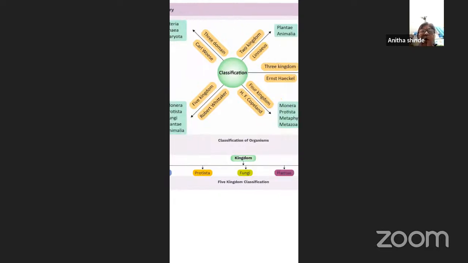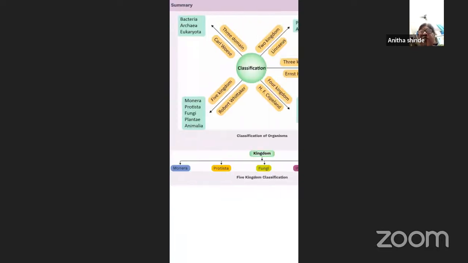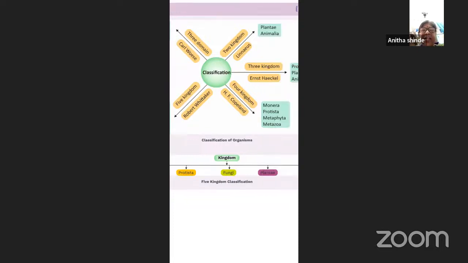Now, when you talk about the five kingdom classification, this is very, very important. I told you, most of the questions will be asked on the five kingdom classification only. So you have to concentrate on Whittaker's system of classification. It has been divided into five kingdoms: one is Monera, Protista, fungi, then you have Plantae, then you have Animalia.